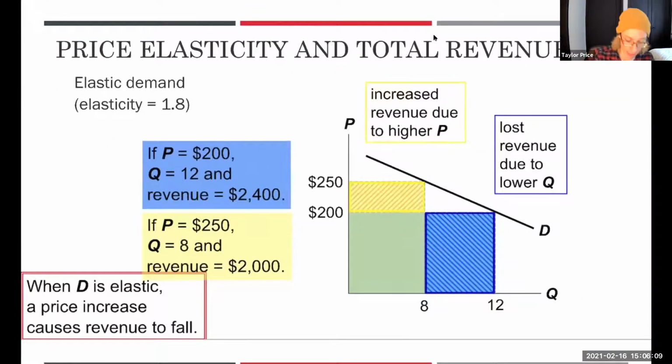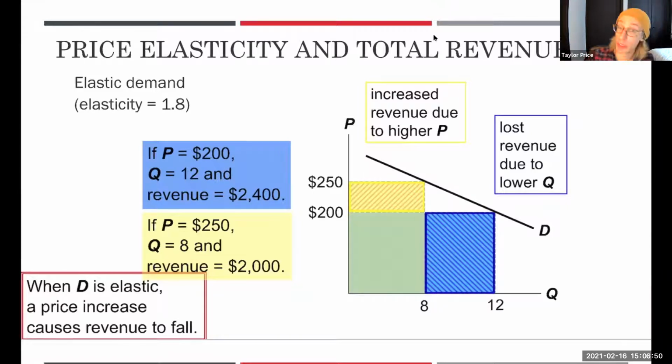So let's take a look at elastic demand. Let's say we have a good that moves from a price of 200 to 250, and the quantity decreases from 12 to 8. So we have this increase here in revenue due to the price increase, but we have this loss of revenue here due to lower quantity. So all that's really saying is that when demand is elastic, a price increase causes revenue to fall because the price increase is being outweighed by the quantity decrease.